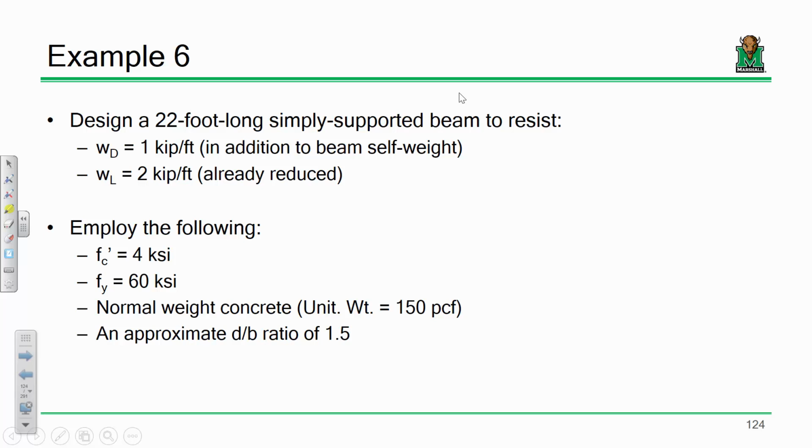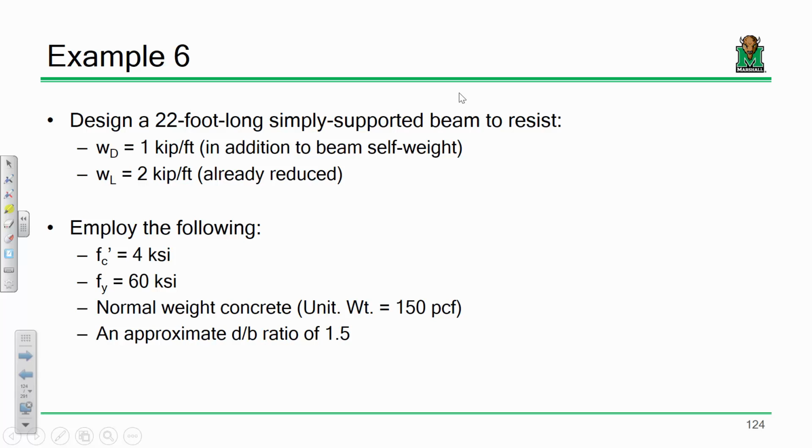The 2 kips per foot live load is also already reduced, so we don't have to worry about live load reduction or anything like that. Now we're going to use 4 ksi concrete, 60 ksi steel, normal weight concrete, so we'll use 150 pounds per cubic foot, and we're going to use an approximate d over b ratio of 1.5, and you'll see how that gets employed in a little bit. And if you're curious how sensitive beam design is to some of these parameters, you're going to see this spreadsheet that I created, and I think you'll find it's kind of nifty.